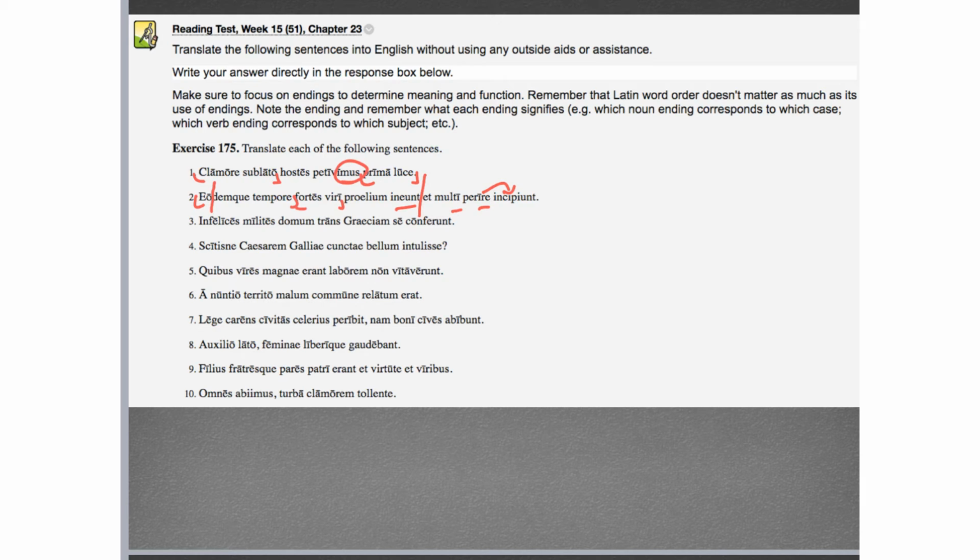So, and at the same time, the "et" is the "quoque." And at the same time, the brave men, all right, began the battle, took up the battle, ineunt proelium, and many began to die, multi incipiunt perire. All right, so at the same time, the brave men took up the battle, and many of the men began to die. All right, and now we'll leave the rest for you.